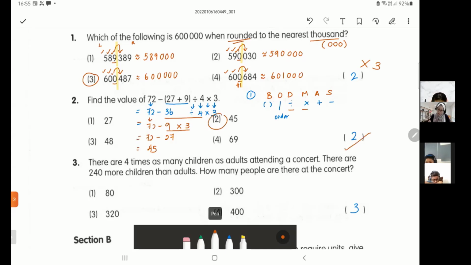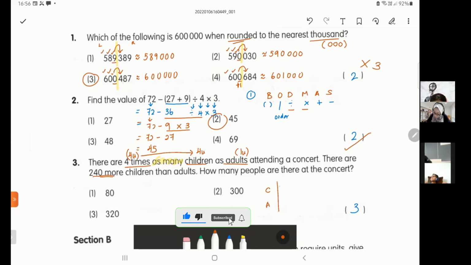Question number 3. There are 4 times as many children as adults attending a concert. 4 times means 4 units. As many as, I'm comparing the children to the adults. So the adult is 1 unit. The children is 4 units. These 4 units belong to the children. There are 240 more children than adults. So for this question, we are going to draw the comparison units model. So you have children and adults.